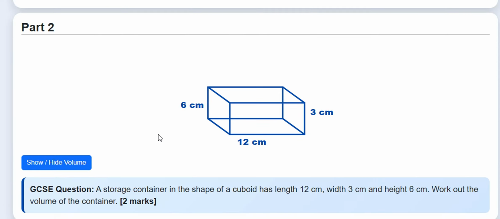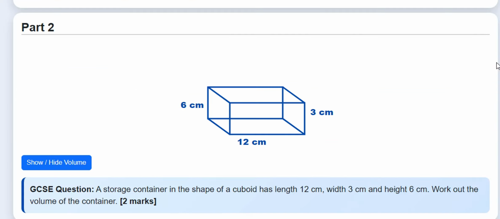In this second example, you are told a storage container in the shape of a cuboid has the length 12 cm, width of 3 cm, and height of 6 cm. Then work out the volume of the container. So the first thing, of course, is to record whatever we have. And before when we record, we know volume is given by length multiplied by width multiplied by height, specifically for a cuboid. And then we already have the length, we have the width, and we have the height.